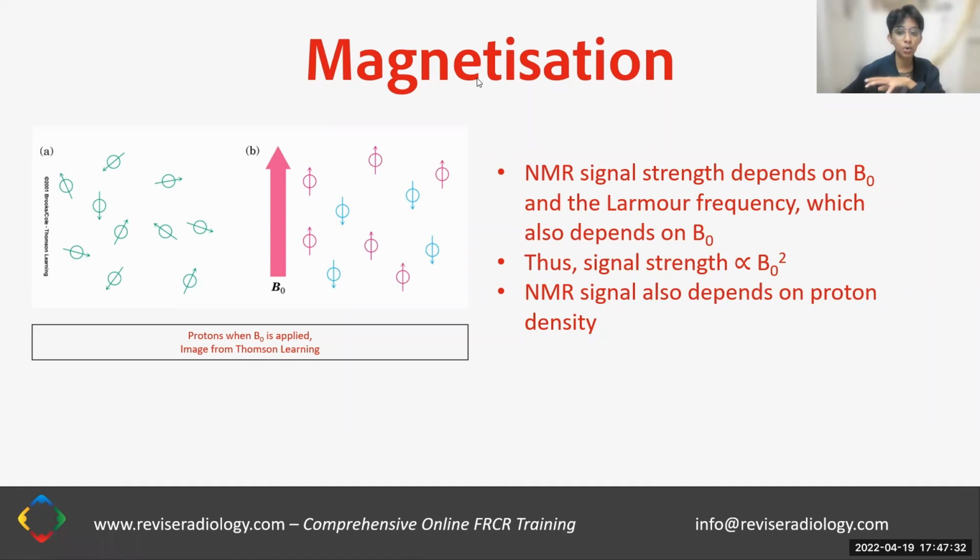So let's look at what are the features that depend on the signal strength. The signal strength depends on the magnetic field which is applied, and it also depends on the Larmor frequency of the protons, which again depends on the B naught. So ultimately, the signal strength is proportional to B naught squared. When you're trying to figure out how strong the signal will be, you will be thinking, how strong of a magnetic field should I apply? So it's directly proportional to the square of the external magnetic field. The signal also depends on the proton density within the tissue that we're examining.